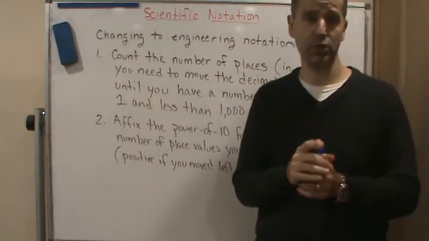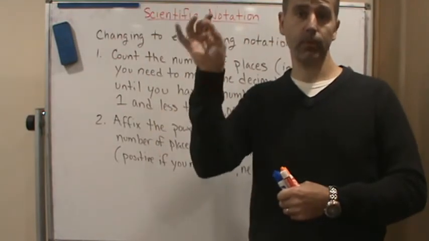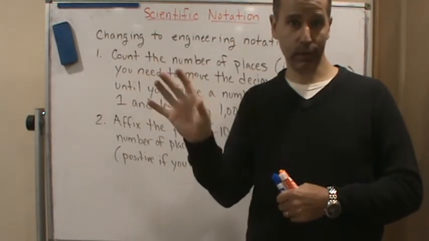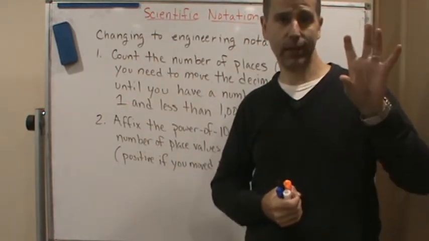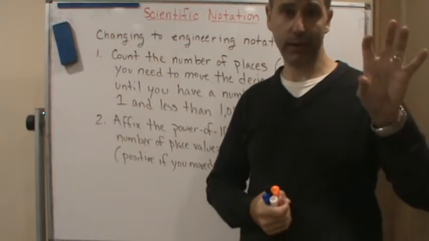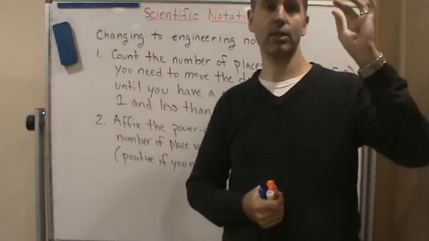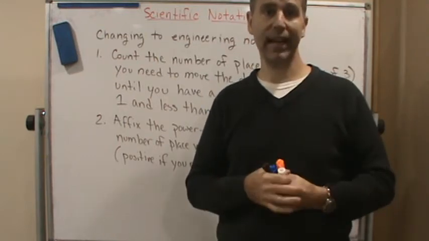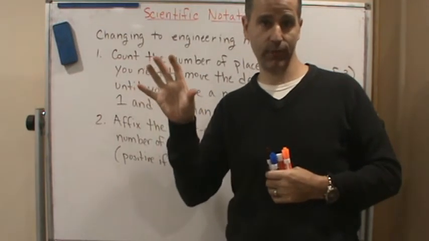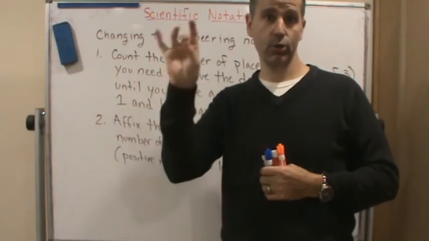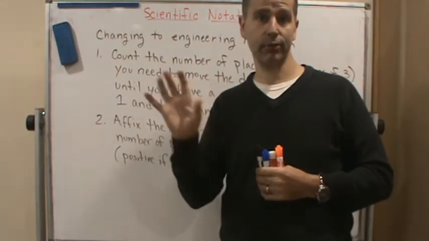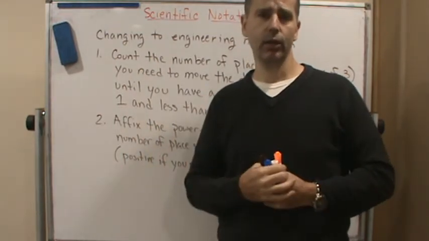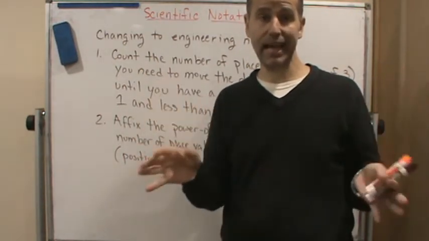So that's engineering notation. The first factor is going to be from 1 to less than 1,000, anywhere in that range. And then the second factor is a power of 10, but the exponent has to be a multiple of 3. Has to be, okay? Hence that's why we have the first factor 1 to less than 1,000 instead of 1 to less than 10. Otherwise, it's the exact same thing.